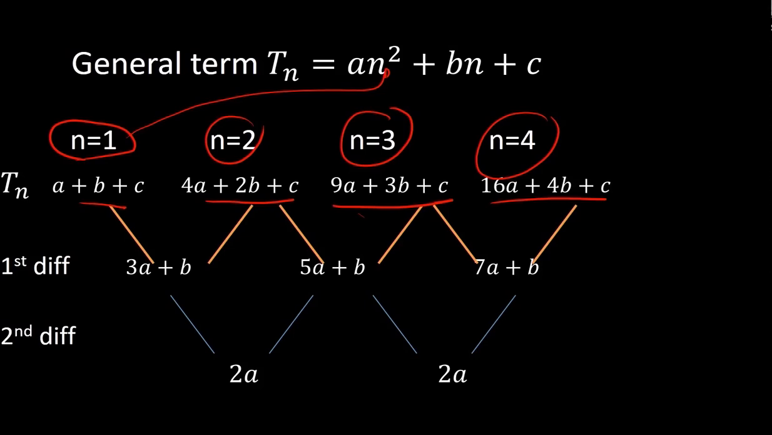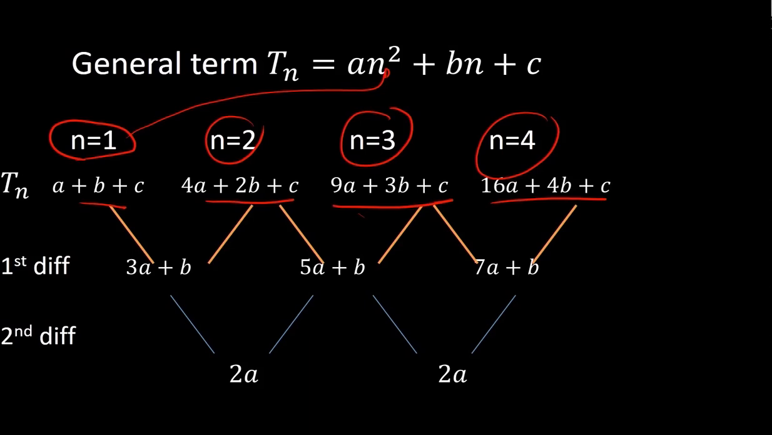This always stays the same. It never changes. Your first term in a quadratic sequence will always be given by a plus b plus c. The second term will always be given by 4a plus 2b plus c. And that is why it helps us to work out a method that we can use to find the general term.